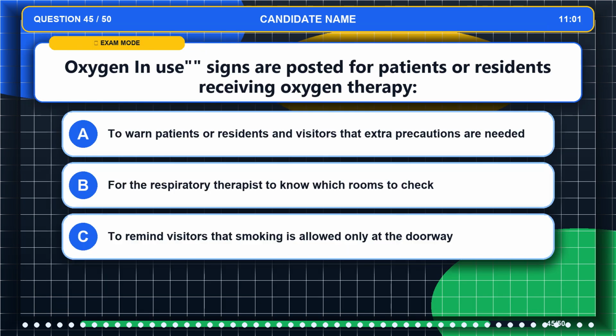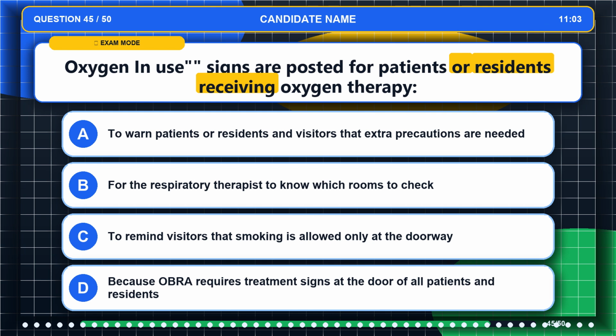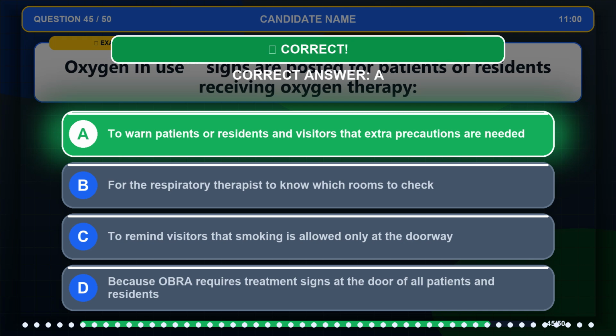Question 45. Oxygen in use signs are posted for patients or residents receiving oxygen therapy. Option A, to warn patients or residents and visitors that extra precautions are needed. Option B, for the respiratory therapist to know which rooms to check. Option C, to remind visitors that smoking is allowed only at the doorway. Option D, because OBRA requires treatment signs at the door of all patients and residents. The correct answer is option A, to warn patients or residents and visitors that extra precautions are needed.